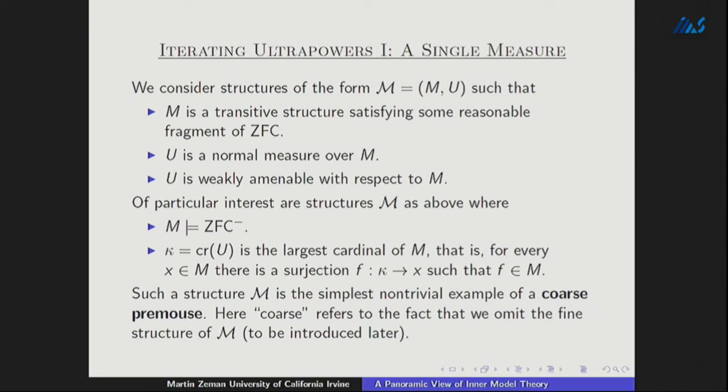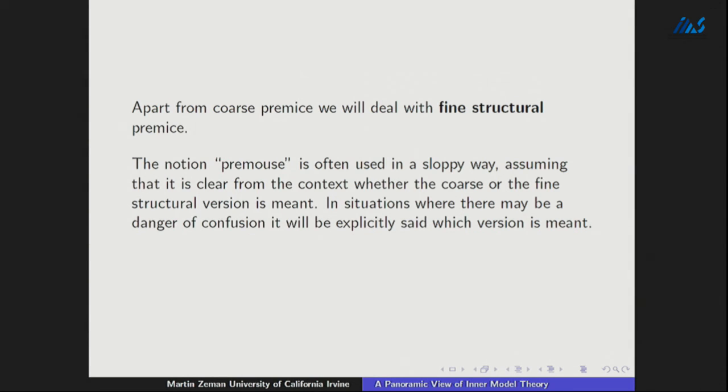So a structure of this form, satisfying this, let's temporarily call it the coarse pre-mouse. Later we will have a much more general coarse pre-mouse. Also I will use this term in a sloppy way. Sometimes I will just say pre-mouse, and it will be either a coarse pre-mouse or a fine structural pre-mouse, depending on the context, which will, I guess, be clear.